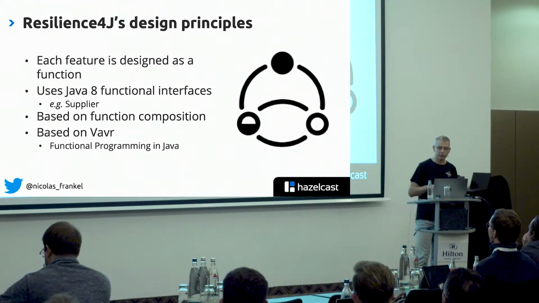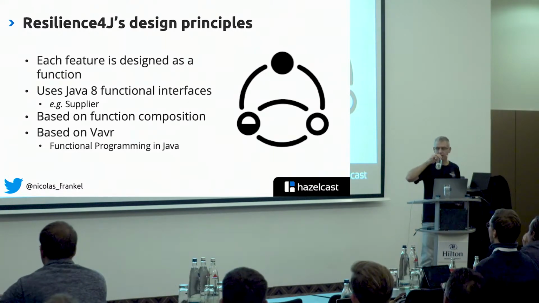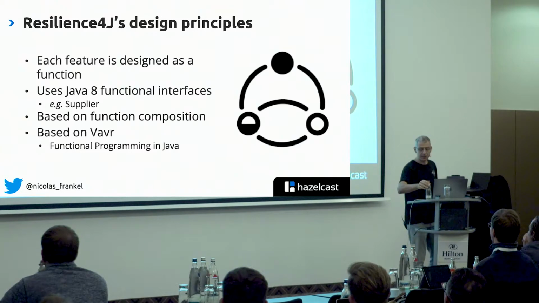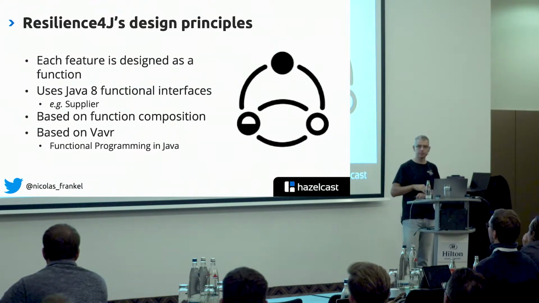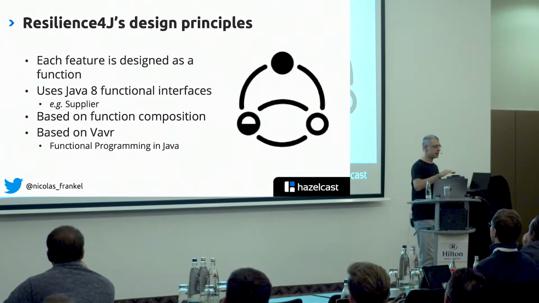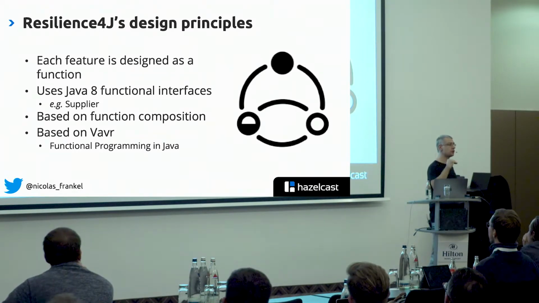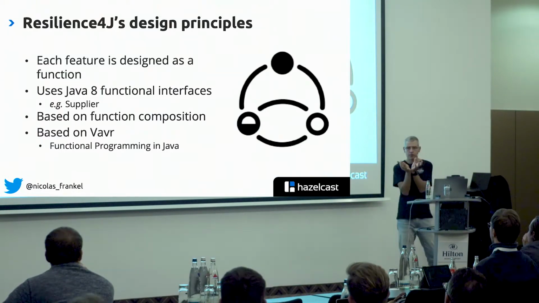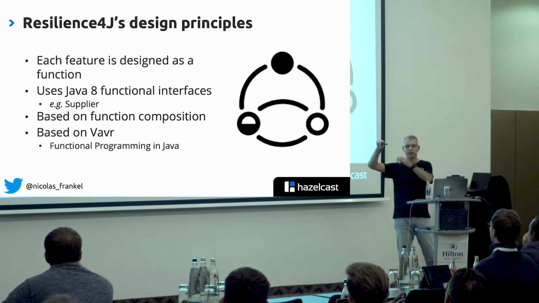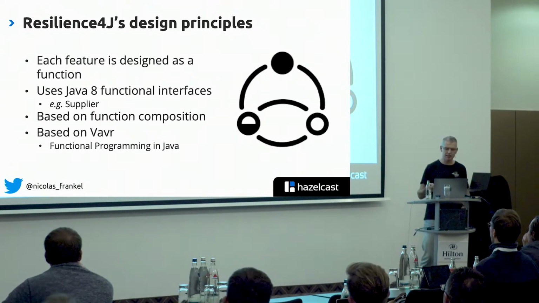It uses Java 8 functional interfaces. So basically, it is based on function composition. Netflix was very object-oriented, but Resilience4j is only about function composition. So basically, you have this function f, and then you have this function g, and g calls f of x, which gives you the result. So it's very mathematically based.